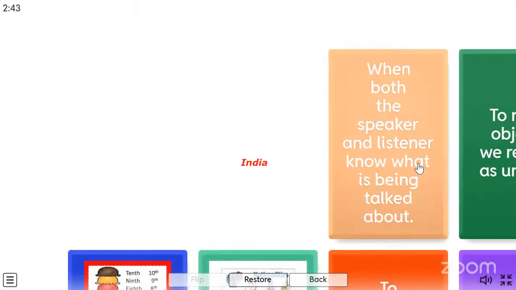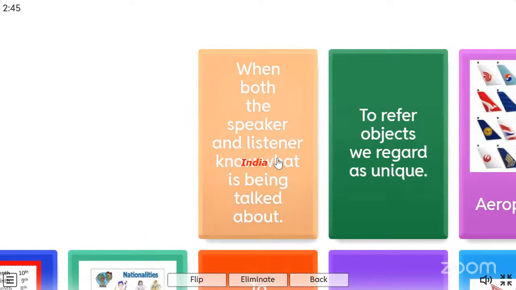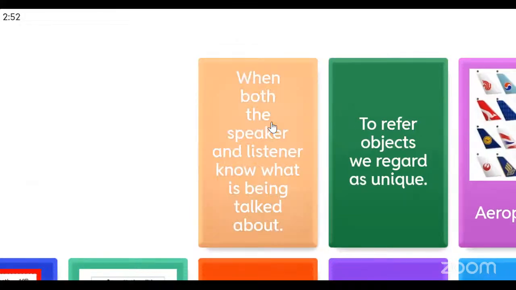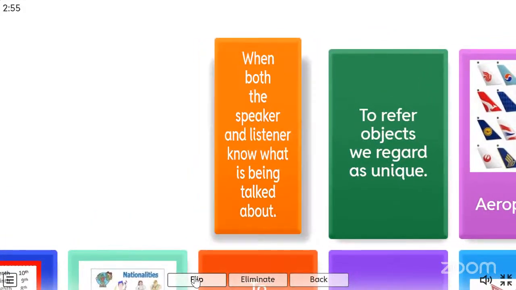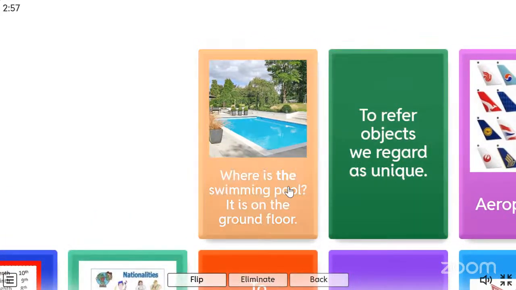When both the speaker and listener know what is being talked about, at that point of time we use this article the. How do we know that? Any sentence as an example, ma'am? Where is the swimming pool? It is on the ground floor. You are asking your friend, where is the swimming pool? You and your friend know which swimming pool you are talking about. So both the speaker and the listener know what is being talked about. Where is the swimming pool? It is on the ground floor.